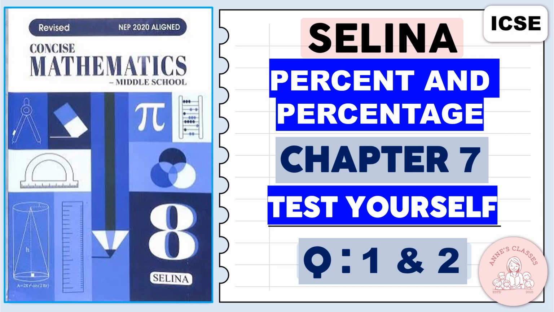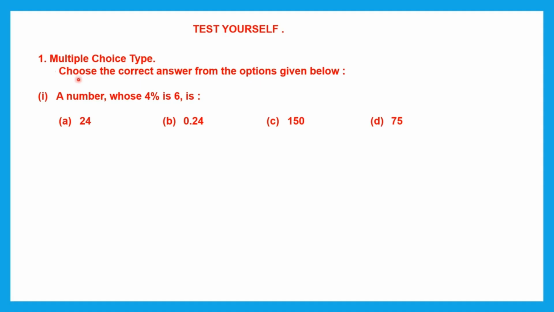Let's do percent and percentage, chapter 7, test yourself. And we are starting with the multiple choice type. Choose the correct answer from the options given below. A number whose 4% is 6 is which number?